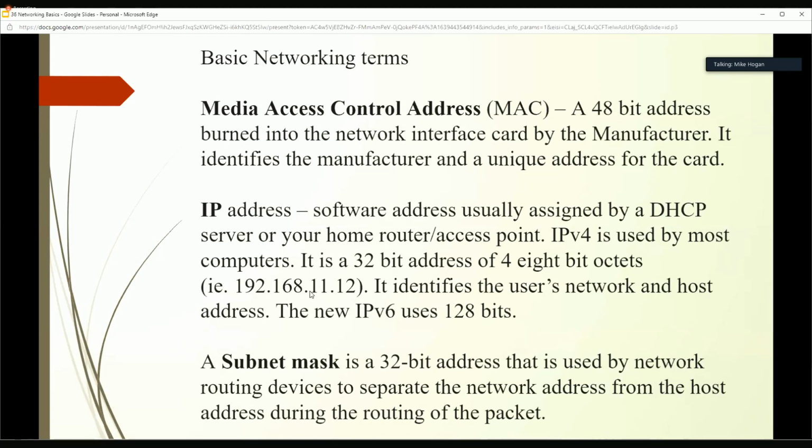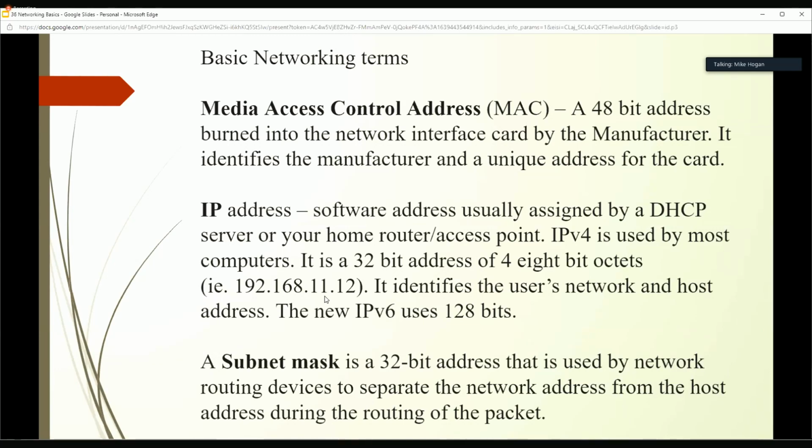If we change one of the first three octets, and we'll look at the subnet mask to see exactly how this works, so instead we change this to 192.168.15.12, well, now that's a different host on a different network. If the third octet represents the network, that's a completely different network.